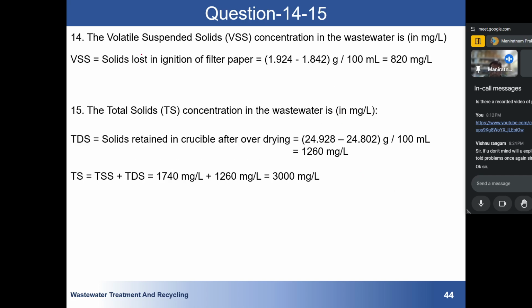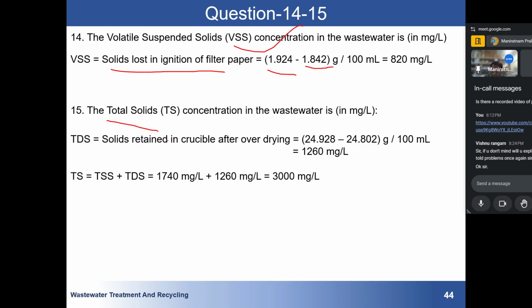So this has been done. The VSS is the solid lost on ignition on the filter paper. After keeping at 105 degrees, it was 1.924, and after keeping at 550 degrees Celsius, the mass was this much. The difference of this will give the volatile suspended solid. Okay, and the final question is, what is the total solid?